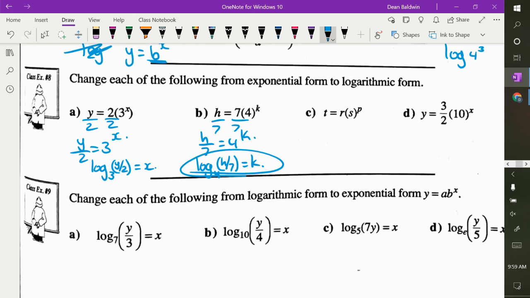What would you do for d? We're not going to do c. What would you do for d? How do I get rid of the 3 halves? Multiply by 2 over 3, right? Or multiply that up, divide off the 3. So basically it's 2/3 y is 10 to the x. So it becomes log base 10, not 2/3, wow. Log base 10 of 2 over 3 y is equal to x.